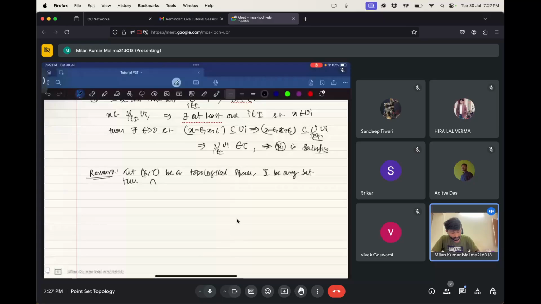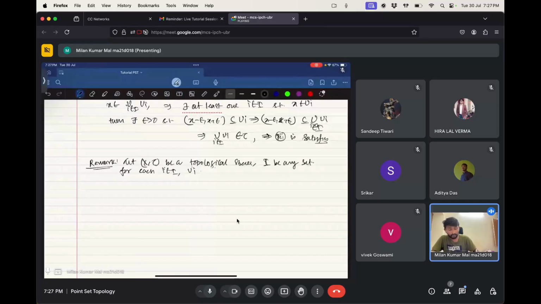Just to emphasize more: let I be any set, and for each i belongs to capital I, U_i belongs to tau. Then the intersection of all U_i, i belongs to capital I, need not be an element of tau.